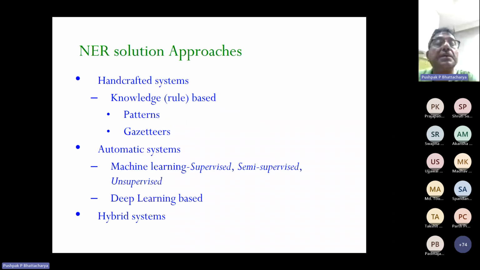Let's go to computation. So named entity solution approaches can be handcrafted systems, which are rule-based. They latch onto patterns, and they also make use of what is called a gazetteer. This is a very important concept for named entity recognition. Gazetteers are a list of named entities. So typically, gazetteers can be constructed from, for example, the electorate list. People's names are there in the election voter list. We call this voter list. So from there, the names of persons can be gathered.